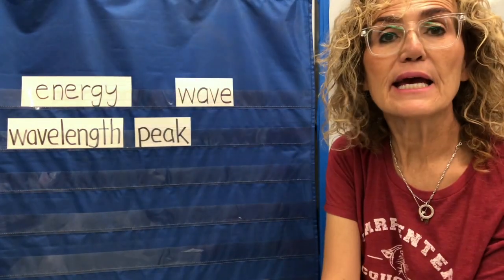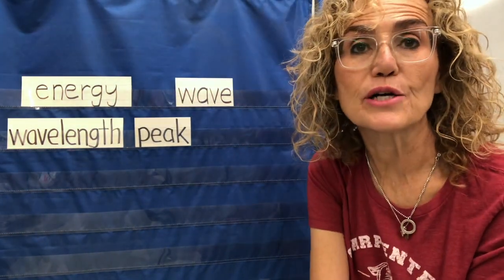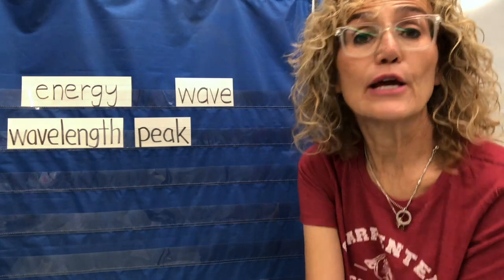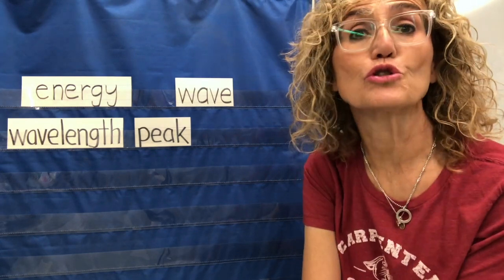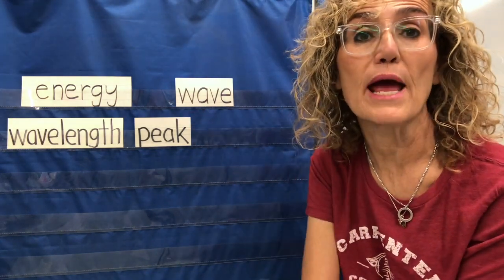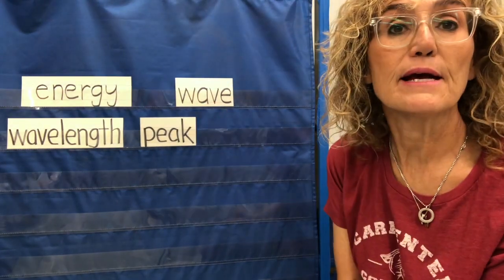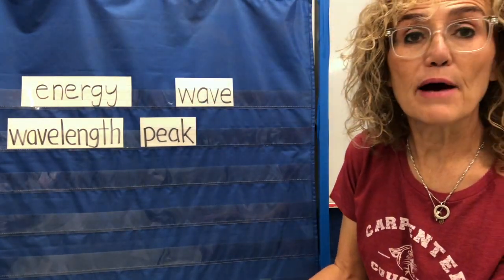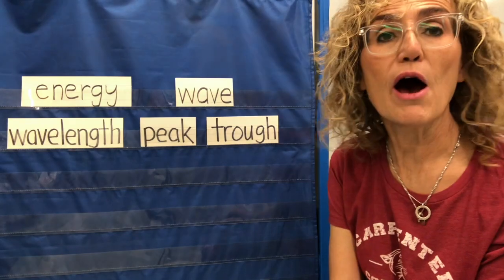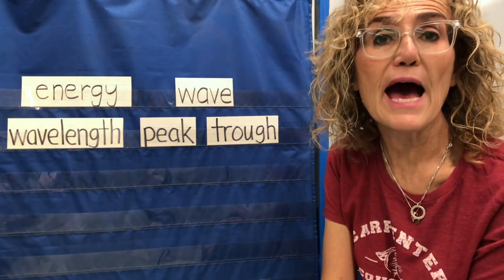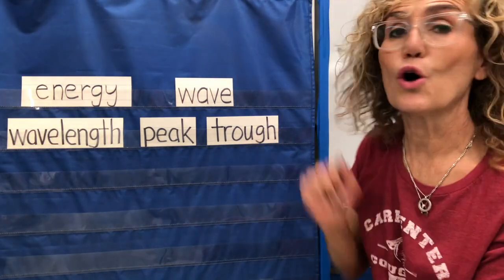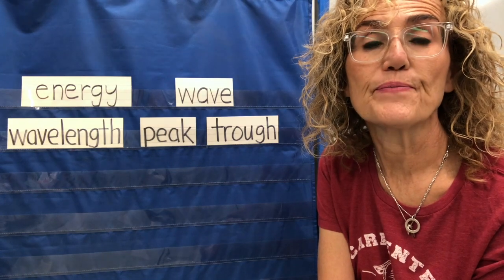The peak is the highest part of a wave. It could also be called the crest. If you go surfing, you ride the crest of the wave, or the peak. The bottom of the wave is called the trough. Sometimes it's called the valley, but it is also called the trough of the wave.